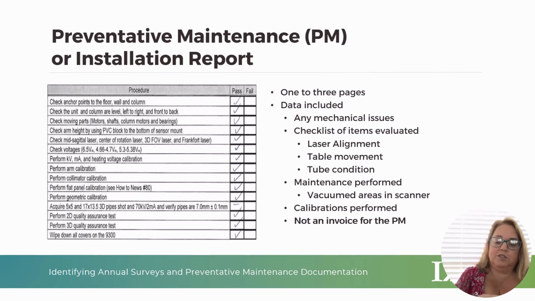It also will sometimes list the maintenance items performed, like if they vacuumed areas in your scanner, if they've wiped things down, that kind of thing, and then also calibrations performed. Please note, this is not an invoice for the PM. If you just have a document that says engineer here 3 hours, X amount, signed, that is not a preventative maintenance report. This can also be referred to in the industry as an FSR, or field service report. So that's another term you can use if you're tracking it down through your engineer.